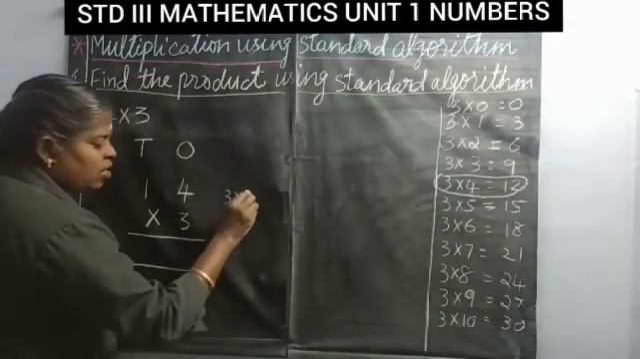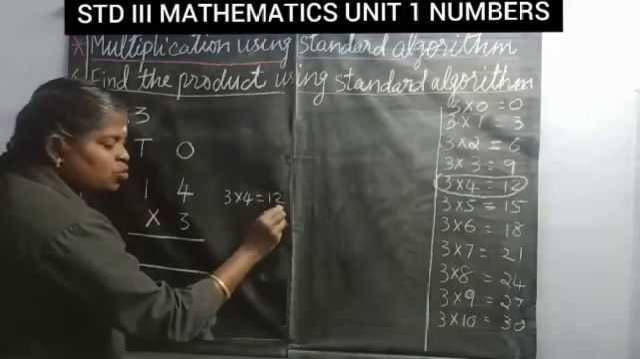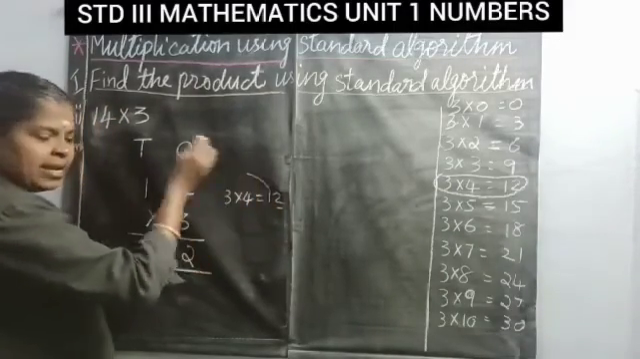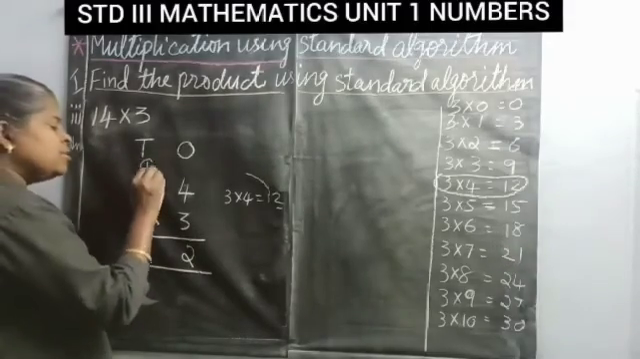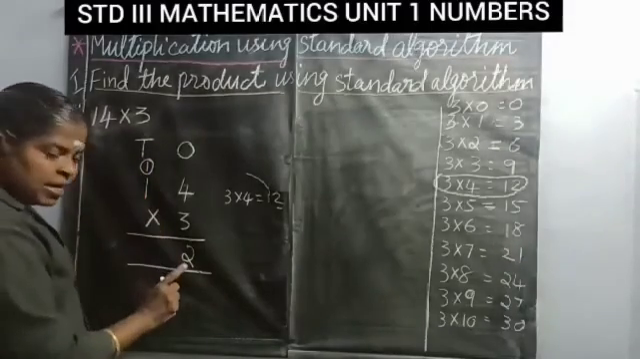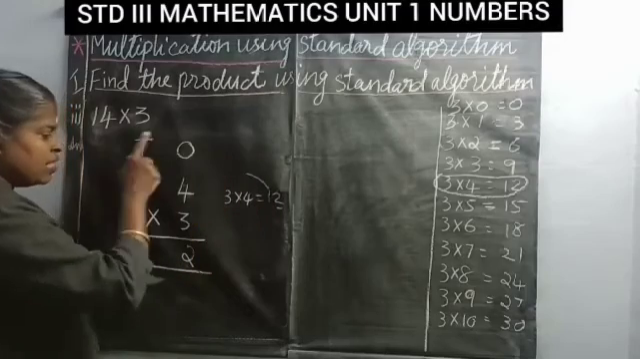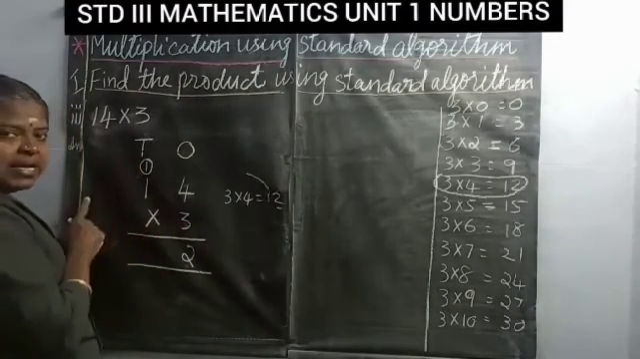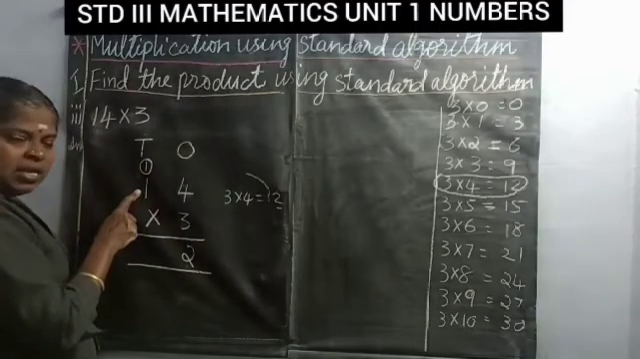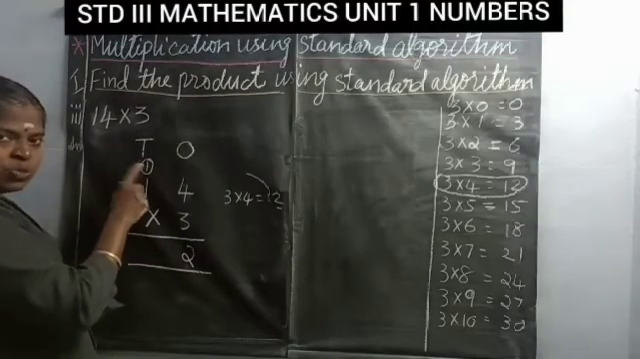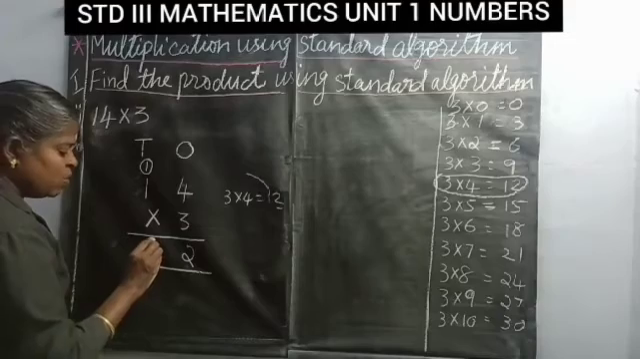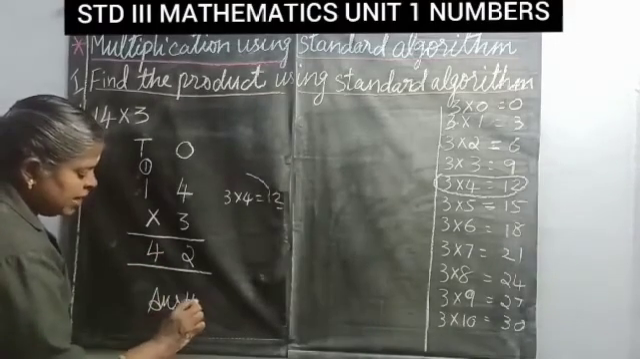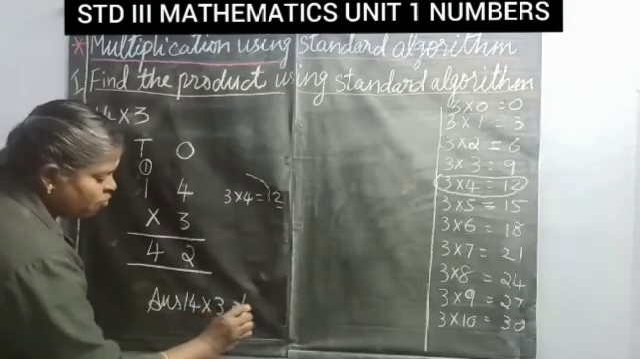3 4s are 12. So 2 we write in ones place, and 1 we write as carry over in tens place. Next we multiply tens. 3 ones are 3. 3 plus 1, 4. So the answer, 14 into 3 equal to 42.